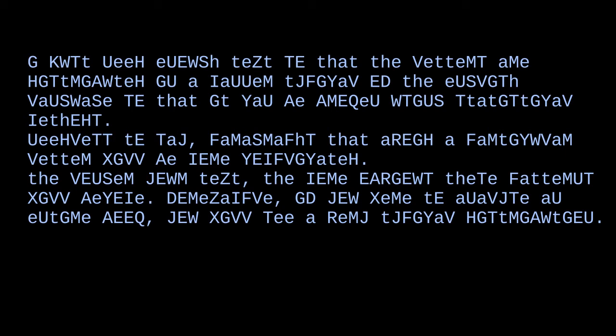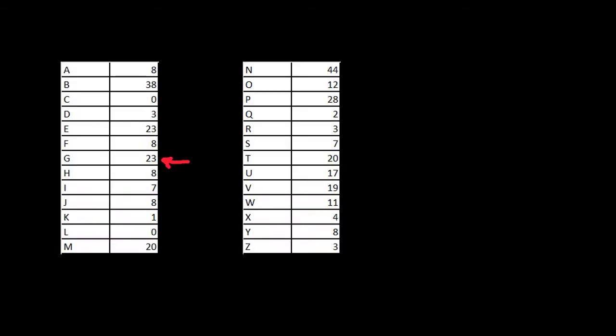And the only other standalone letter in the cipher is G. The frequency is 23, which is good enough to proceed. So we can do that replacement.